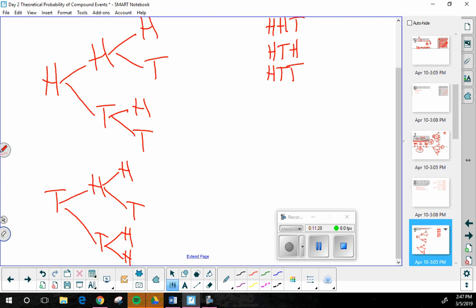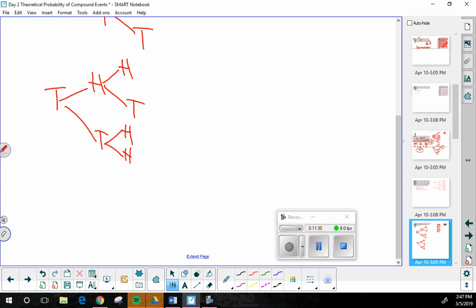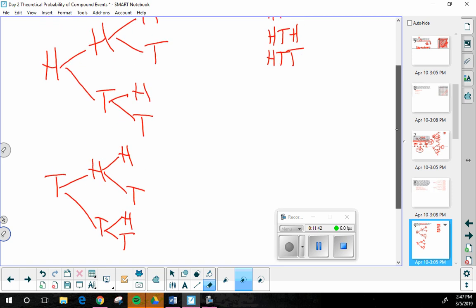So tails, heads, heads. Tails, heads, tails. Tails, tails, heads. Tails, tails, tails. Oops, just kidding. There. Okay, so I'm going to add these to my list. Tails, heads, heads. Tails, heads, tails. Tails, tails, heads. Tails, tails, tails. Oops. Make that a better tails.